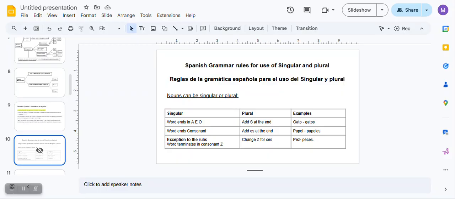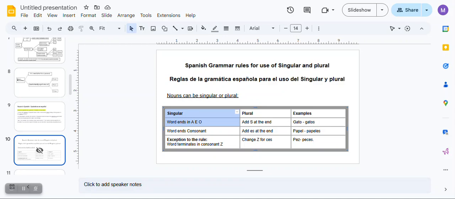So let's go with the first two rules for singular and plural nouns in Spanish. If the word ends in a vowel, it will be a, e, o. You are going to add an s. For example, the word gato, which means cat. Gato is singular. Now we are going to make it plural, applying the rule, because it finishes in a vowel, that is o, I am going to add an s, and my plural will be gatos.